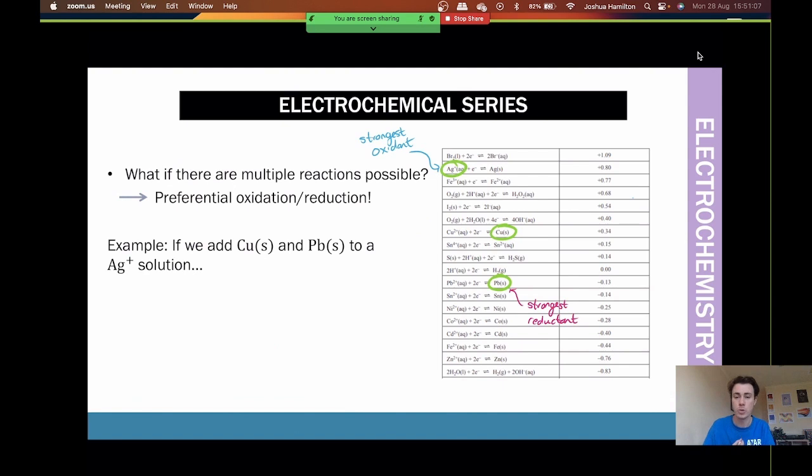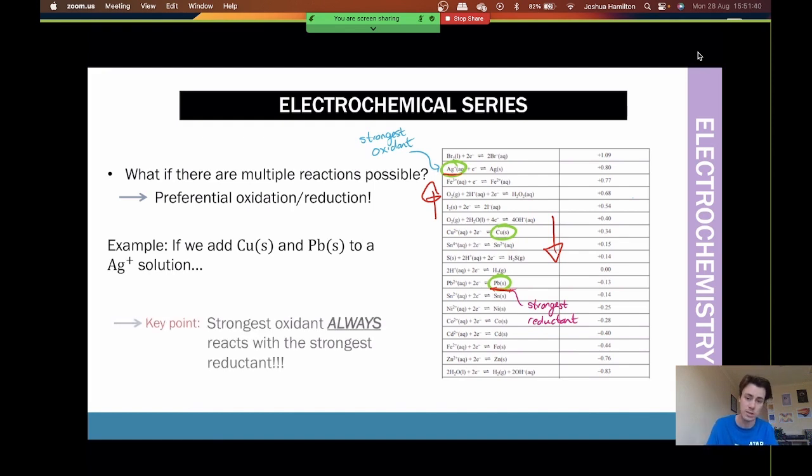Now, what if I had two different things that could react? What if I had both Pb solid and copper solid? Which one is going to react? In this case, as I said before, we're always going to work with our strongest oxidant and our strongest reductant. We discussed this literally like 20 seconds ago. Strongest oxidant, strongest reductant. That never changes. So, strongest oxidant here, well, there's only one. It's going to be this one. Strongest reductant here is going to be this one, because it's lower on the right. And being lower on the right, this is going to be a stronger reductant. Strongest always reacts. So it's going to be these two reacting, not those two. Those two are not going to react.